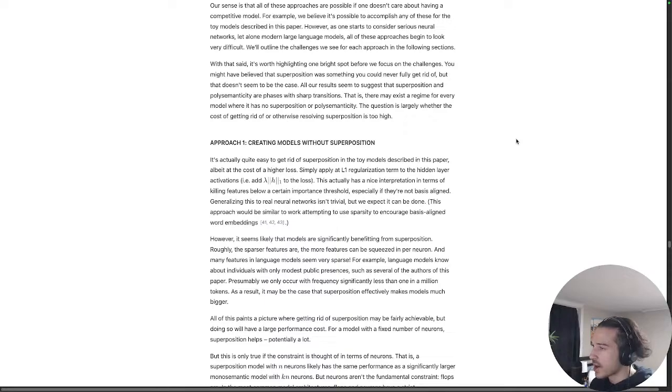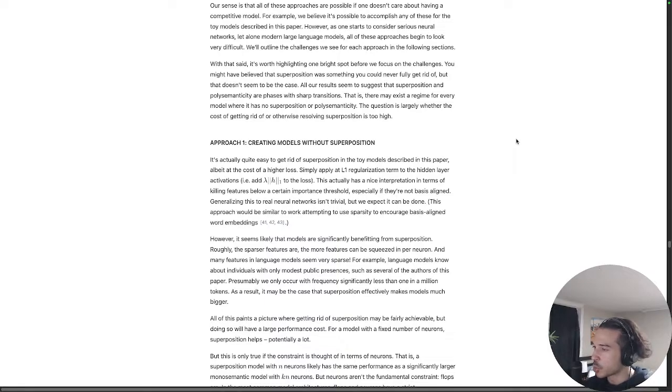Approach 1. Creating models without superposition. It's actually quite easy to get rid of superposition in the toy models described in this paper, albeit at the cost of a higher loss. Simply apply an L1 regularization term to the hidden layer activations, i.e. add lambda times the L1 norm of h to the loss. This actually has a nice interpretation in terms of killing features below a certain importance threshold, especially if they're not basis aligned. Generalizing this to real neural networks isn't trivial, but we expect it can be done.